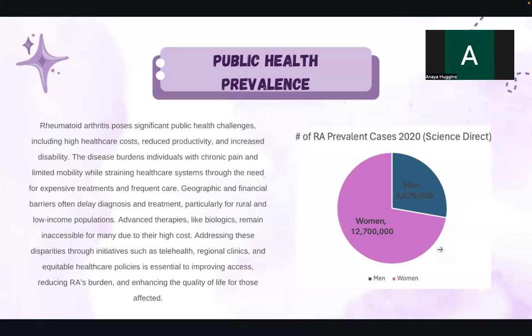Moving on to the next slide, we're going to talk a little bit more about public health and prevalence. So RA's public health impact extends beyond the individual. The disease leads to significant healthcare costs, low productivity, and disability. Rural and underserved communities face particular challenges in accessing timely diagnosis and advanced treatments. Something else we need to think about is the high cost of biologics, which further exacerbates disparities.